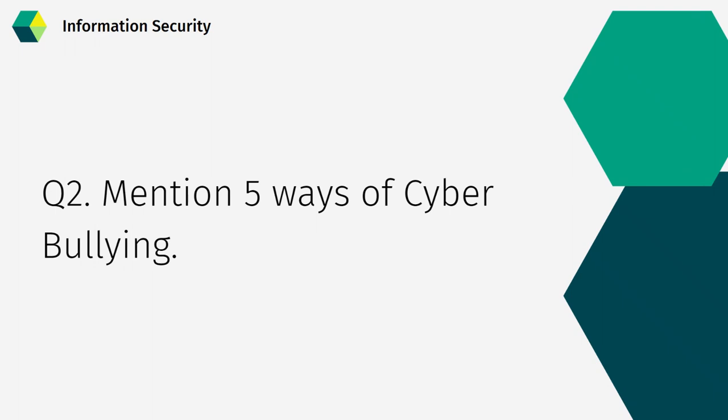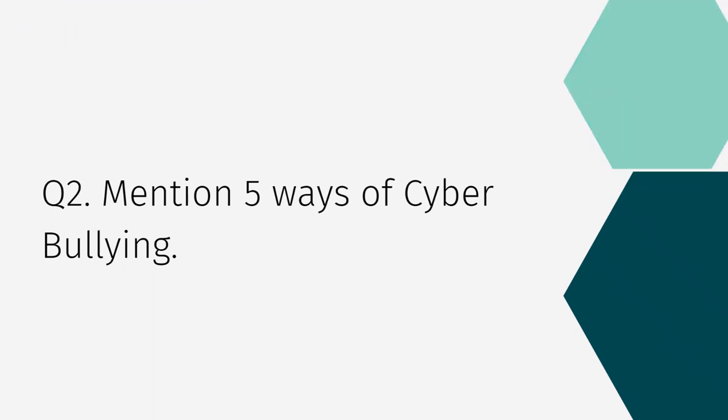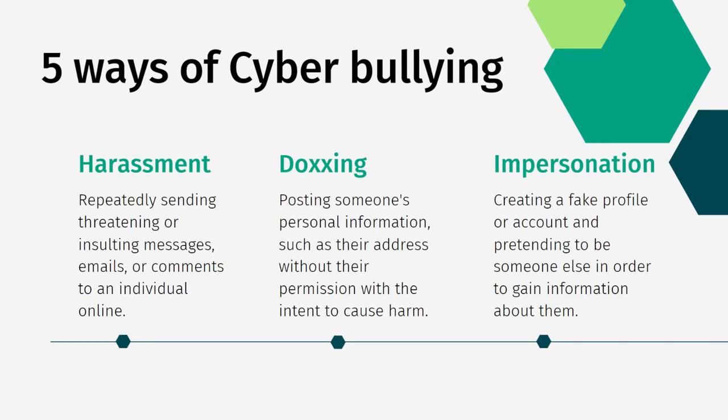Question 2. Mention 5 ways of cyberbullying. 5 ways of cyberbullying are harassment, repeatedly sending threatening or insulting messages, emails, or comments to an individual online. Doxing, posting someone's personal information such as their address without their permission with the intent to cause harm.